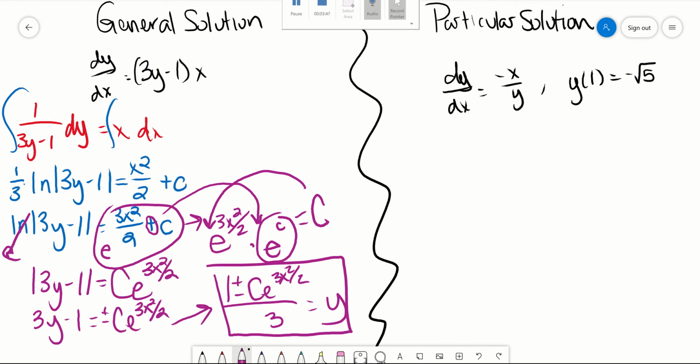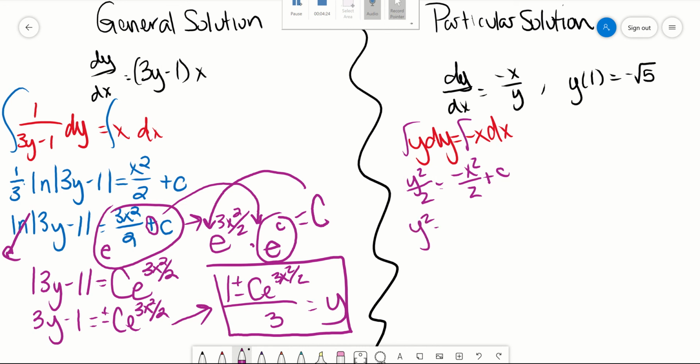Now with particular solutions, we do the same process, but we actually have to find what c is. And with a particular solution, there's no leaving a plus or minus in there. You've got to use that initial condition to make a decision. So we separate our variables. So we would multiply by y. We would multiply by dx. And then now we integrate both sides. So y squared over 2 equals negative x squared over 2 plus some constant c. So now to make my life a little bit easier, I'm going to multiply by 2. So that's going to give me y squared equals negative x squared, and then 2 times c is still just some constant c.